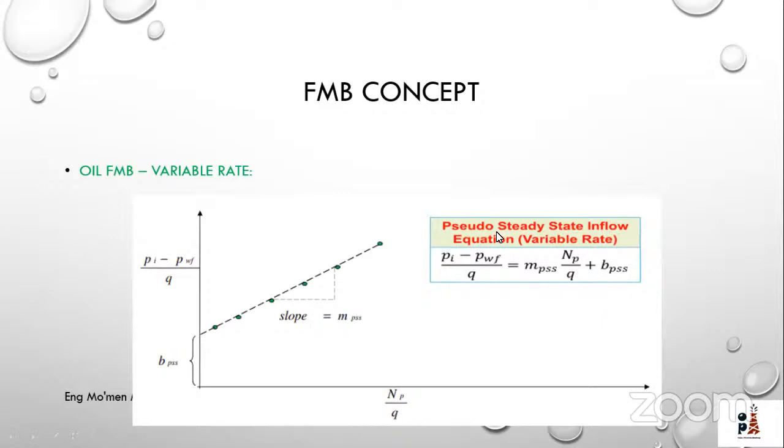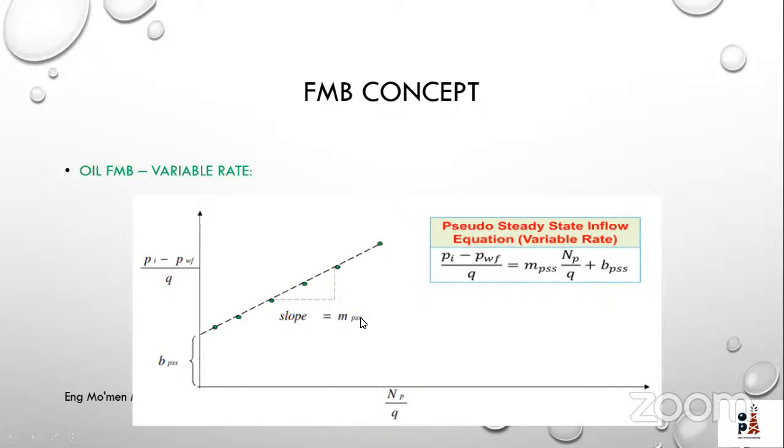If you take this term and plot it on the y-axis, and take this term, Np over q, and plot it on the x-axis, so on the y-axis we have Pi minus Pwf over q, and on the x-axis we have Np divided by q. You plot your production data, and you will see plus or minus a straight line that you can fit through these points. The slope in this case will be m_PSS, and the intercept with the y-axis will equal b_PSS.